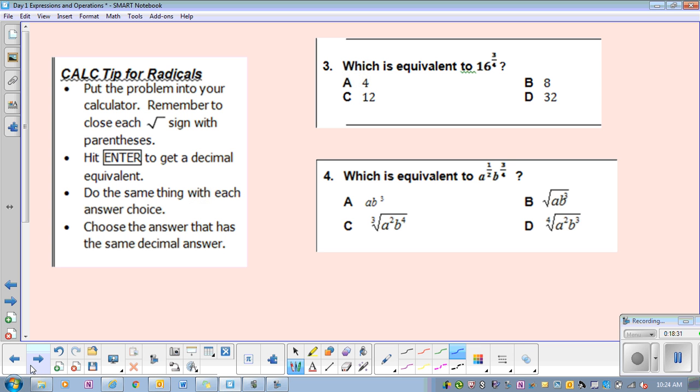All right, so number 3. Are there any x's or y's or z's or anything? It's all numbers. Anytime you have all numbers, put it into the calculator, okay? So let's try this out. 16 to the 3/4 power. Make sure you put it in the calculator right. Fractions, put it in parentheses. Caret for the power. Let's put that in. Tell me what you get.